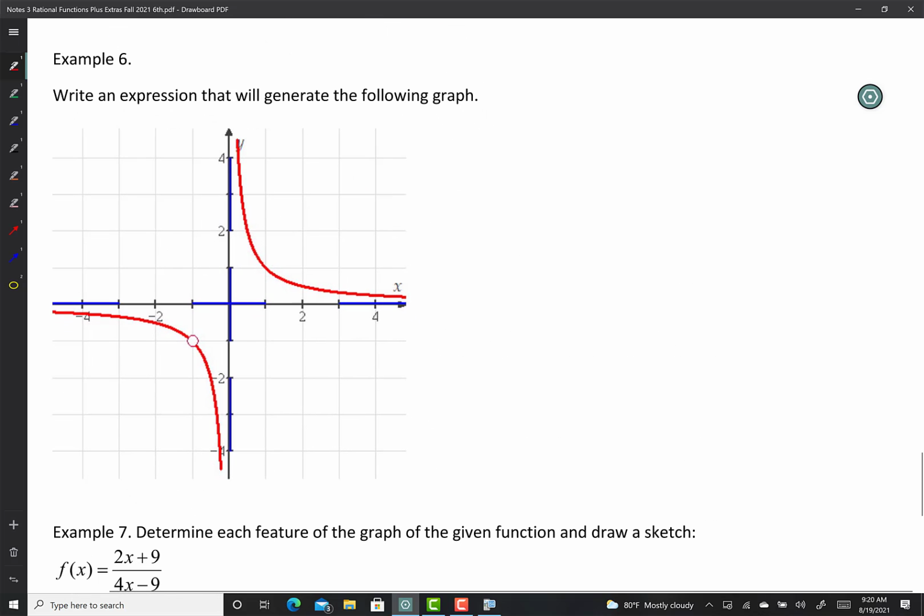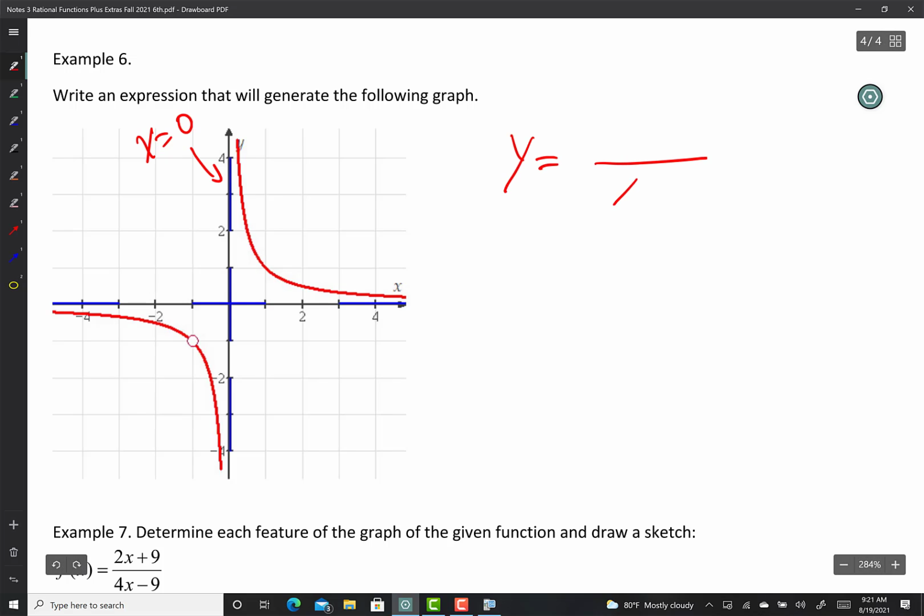So I want to figure out this line here. This is obviously a rational function because I see a vertical asymptote. So I have a vertical asymptote at x equals 0. So let that give you the hint. They want you to figure out the equation. So if I have a vertical asymptote at x equals 0, I know for a fact that I have to have an x in the bottom.